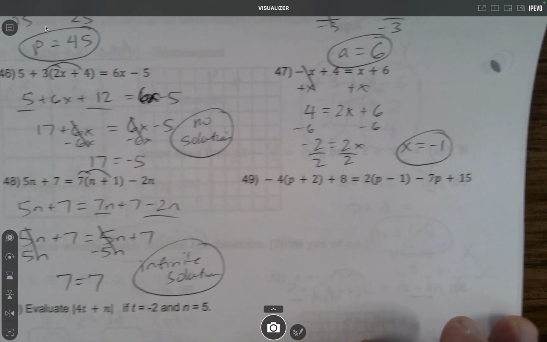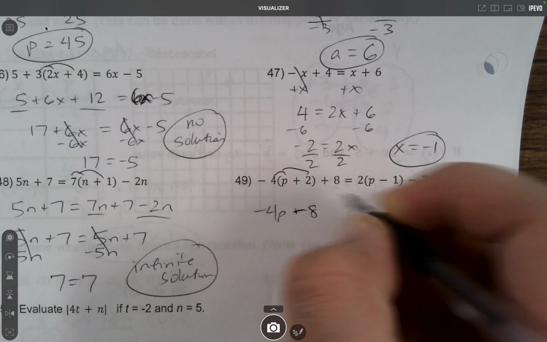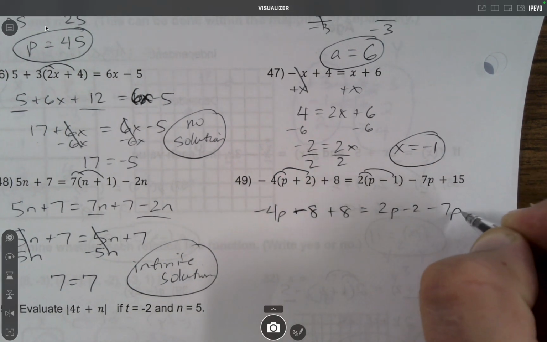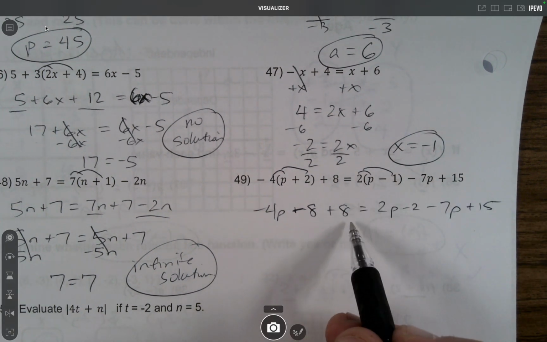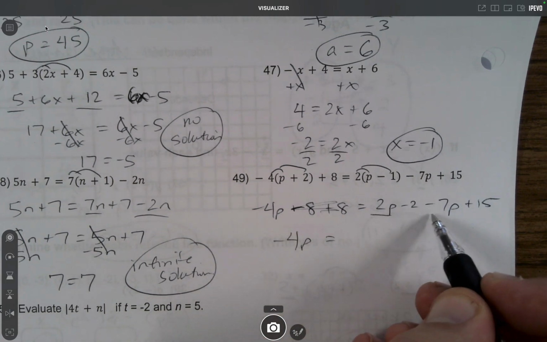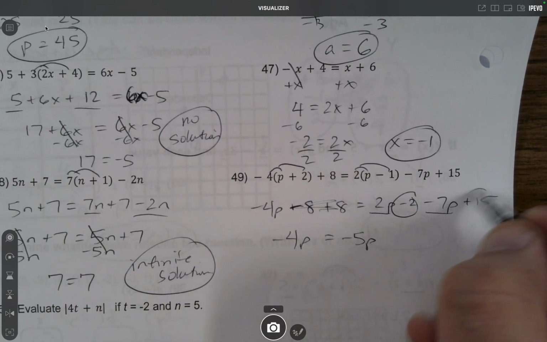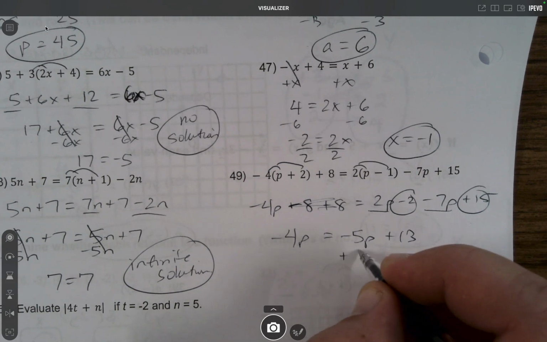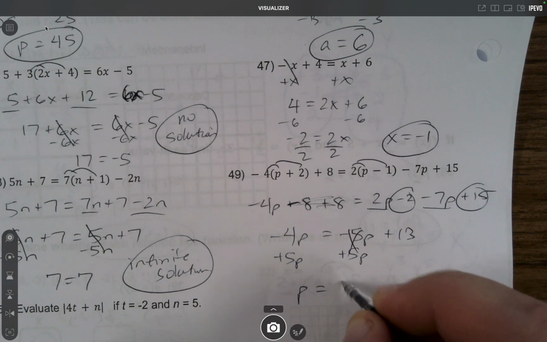Okay, 49 is a little bit of a beast, I admit. We'll distribute. Distribute again. So if you notice right here, negative 8 plus 8 just cancels out, leaving just negative 4p on this side. 2p minus 7p is negative 5p. Negative 2 plus 15 is plus 13. So my last step is actually to add 5p to both sides. And I get a positive 1p equals 13.